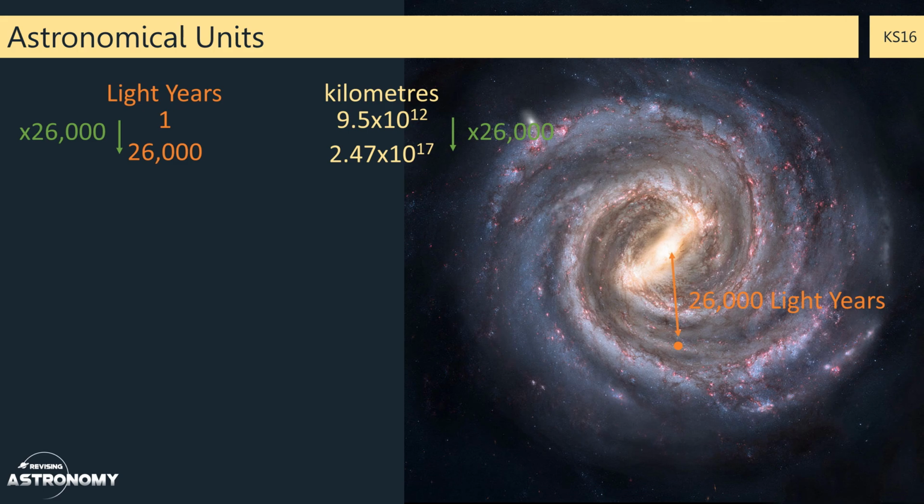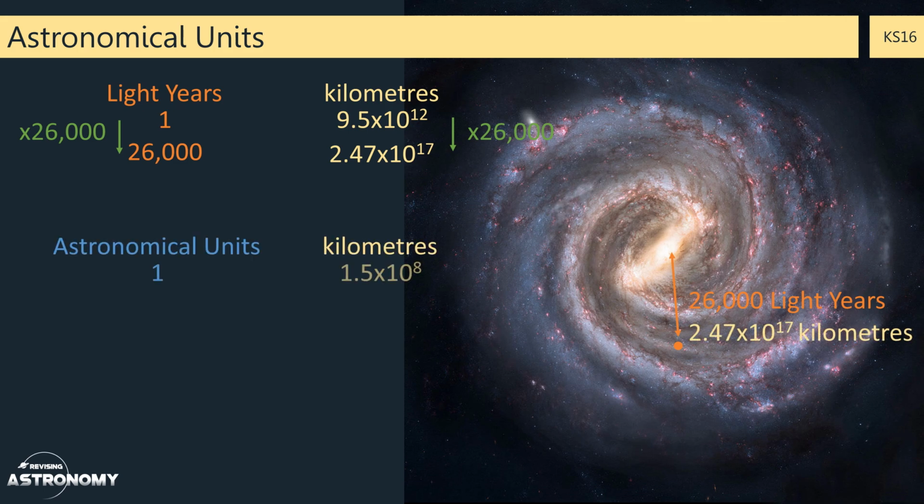Now we've got the units in kilometers, we can work it out into astronomical units. Again, we know that one astronomical unit is approximately 1.5 times 10 to the 8 kilometers, but we don't have that many, we have a lot more. We have 2.47 times 10 to the 17. So what do we need to multiply to get to this number? Well, we need to multiply 1.5 times 10 to the 8 by 1.6 times 10 to the 9. If we do that to one side, we need to do it to the other side. So we can see that 26,000 light years is equivalent to 1.6 times 10 to the 9 astronomical units. And therefore that's the distance to the centre of our galaxy.